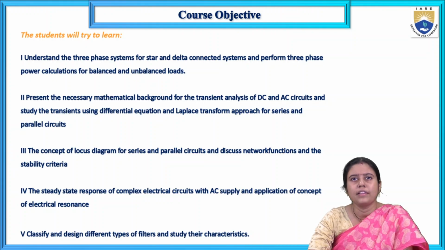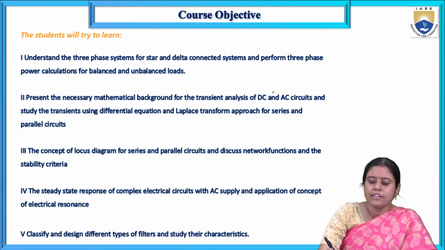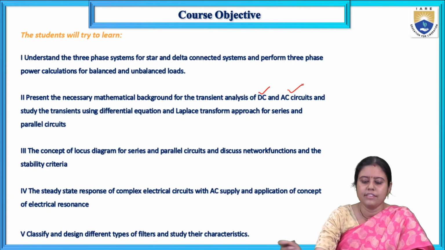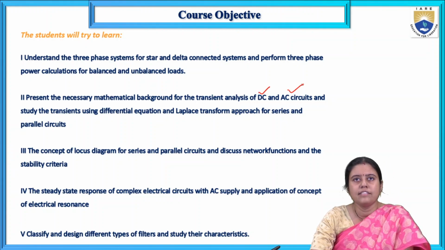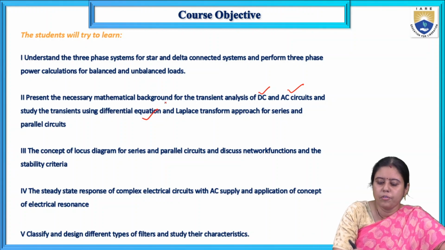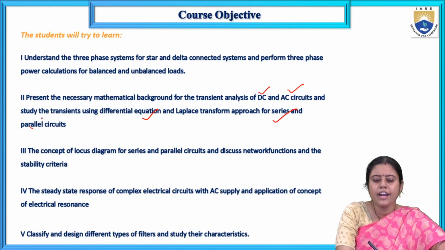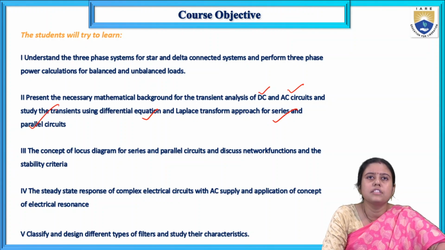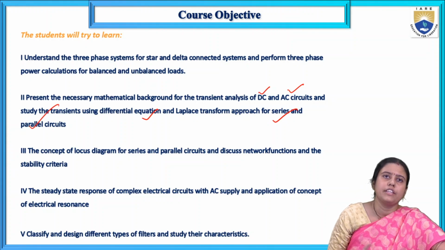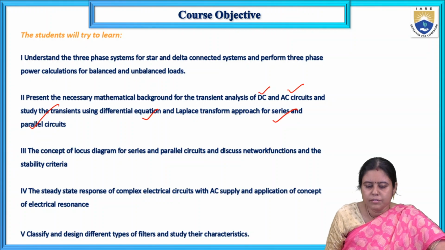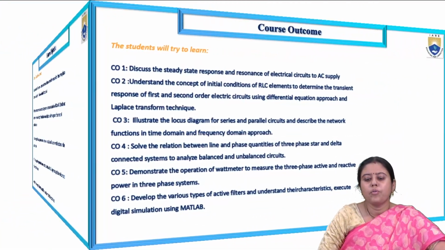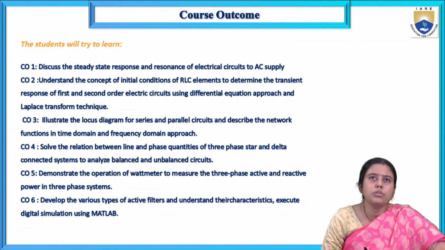Present the necessary mathematical background of transient analysis of DC and AC circuits and study the transients using differential equations and Laplace approach for the series and parallel circuits. So this is the course objective of today's lecture. Next, what are the outcomes? What will the students try to learn?